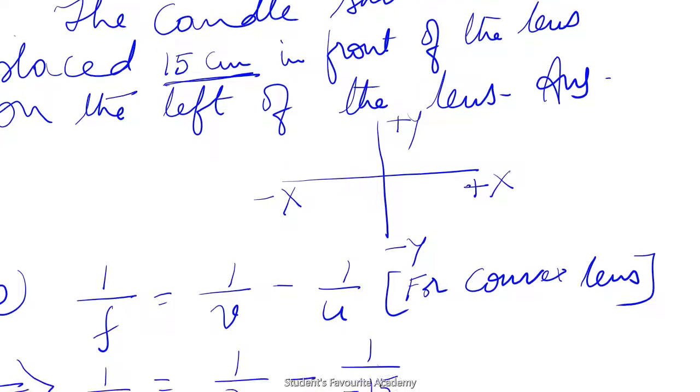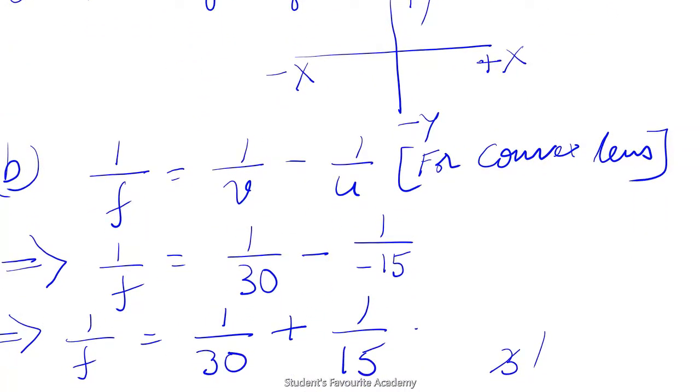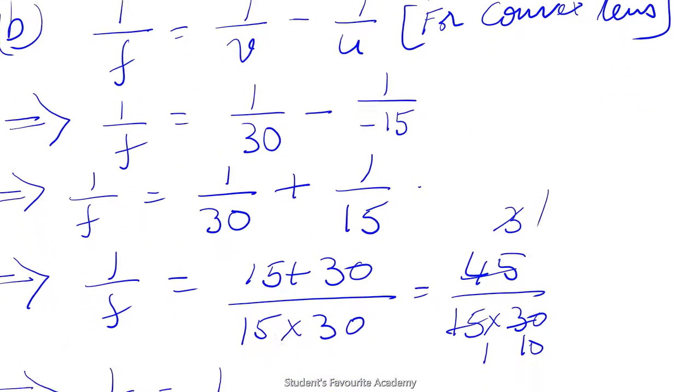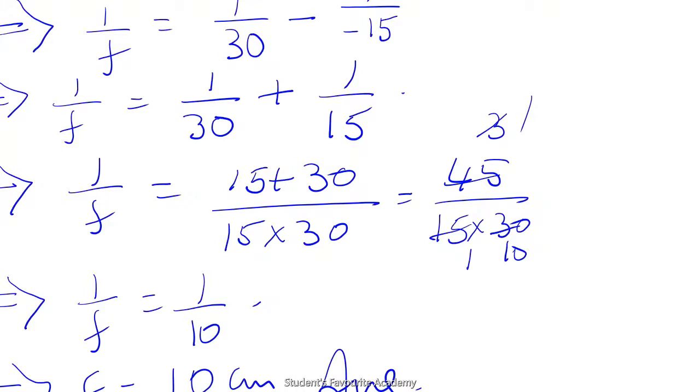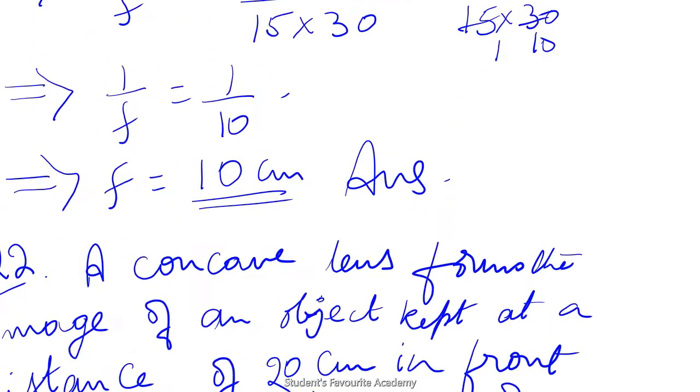So 1 upon f is equal to 1 upon v minus 1 upon u for a convex lens. So 1 upon f is equal to, substituting the values and simplifying, 1 upon 30 plus 1 upon 15, that is 15 plus 30 upon 15 into 30. So if you simplify, f is equal to 10 centimeter.